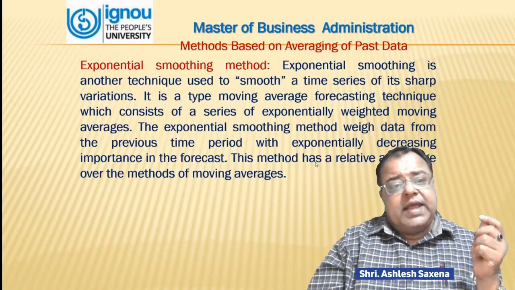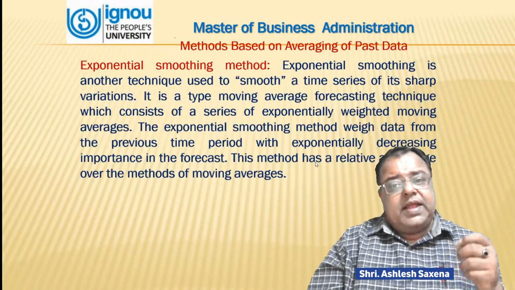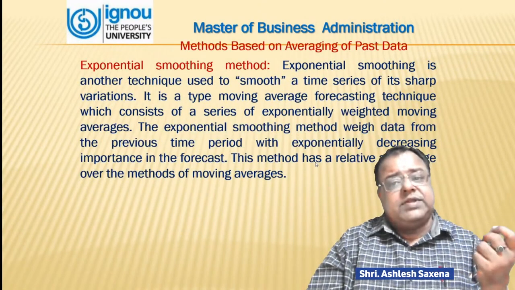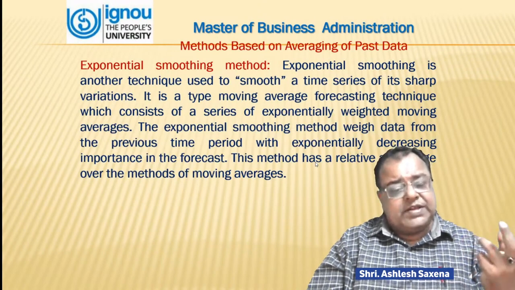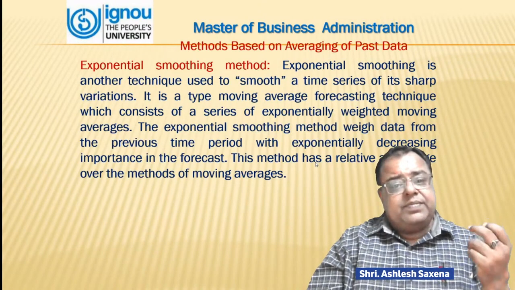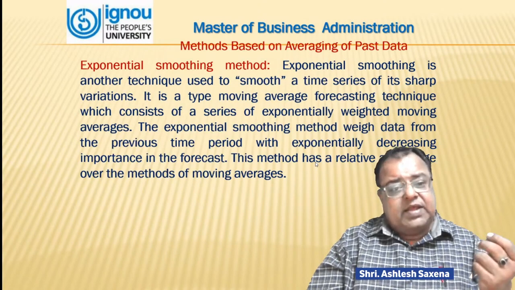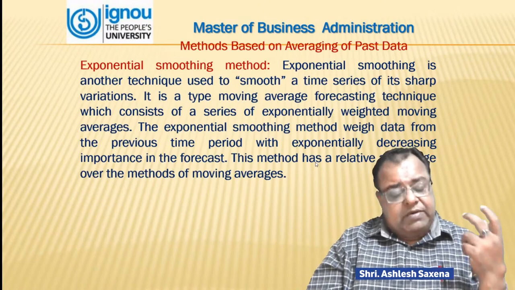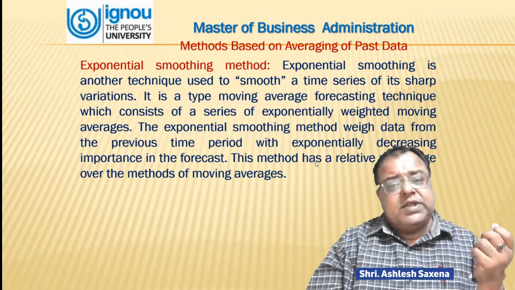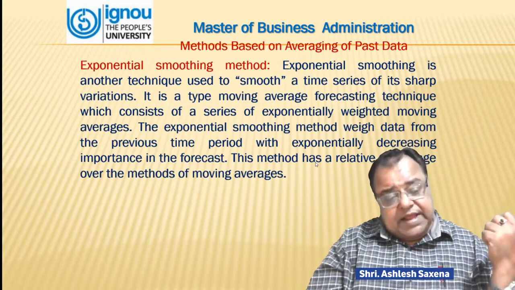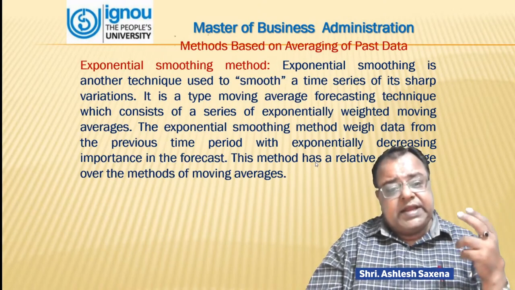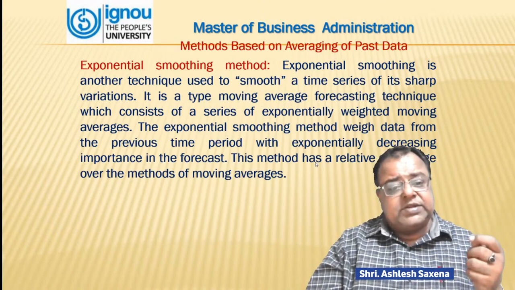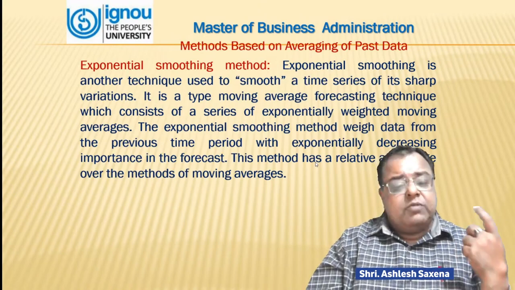What is the exponential smoothing method? Exponential smoothing is another technique used to smooth a time series of its sharp variations. It is a moving average forecasting technique which consists of a series of exponentially weighted moving averages. The exponential smoothing method weighs data from the previous time period with exponentially decreasing importance in the forecast. This method has a relative advantage over the method of moving averages.